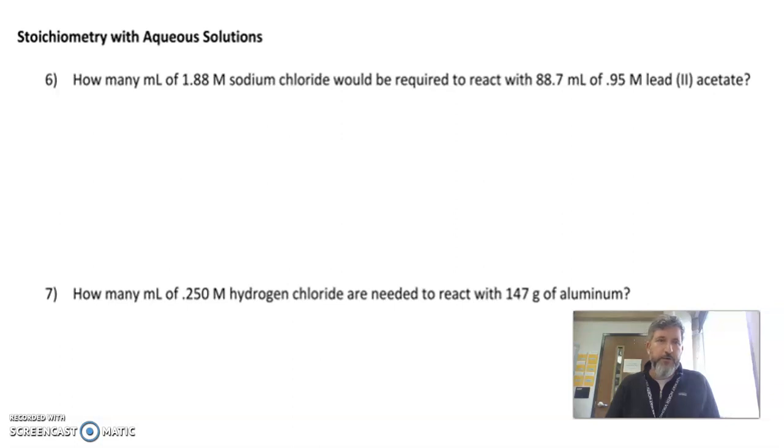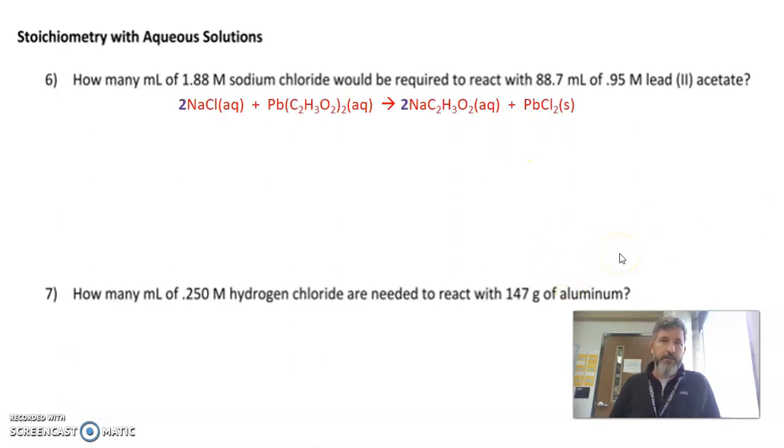your own. The first thing you're going to need, because it's mentioning sodium chloride and lead 2 acetate and talking about them reacting, is a balanced equation, right? So hopefully you can tell that this is going to be double replacement. And so we end up with 2 moles of sodium chloride reacting with 1 mole of lead 2 acetate, producing 2 moles of sodium acetate and 1 mole of lead 2 chloride.